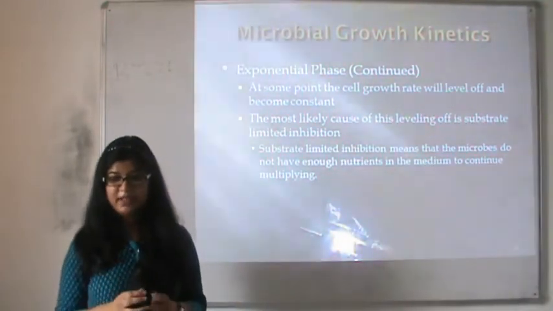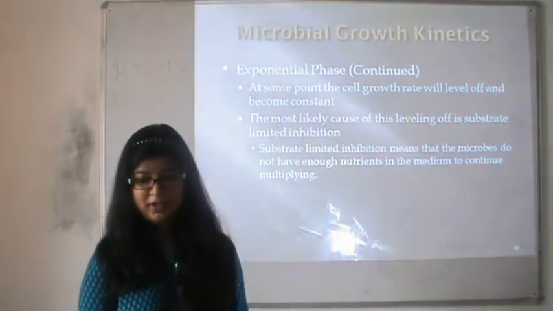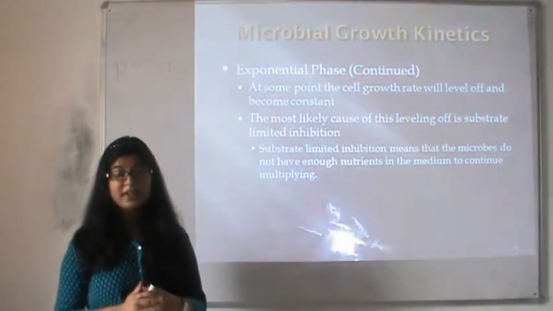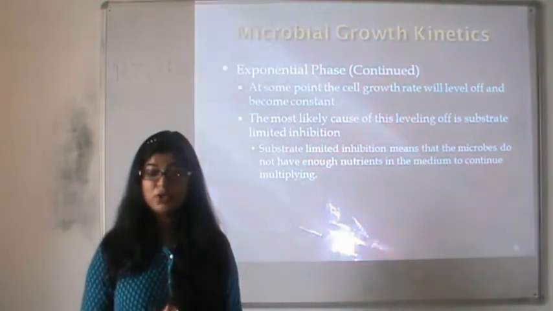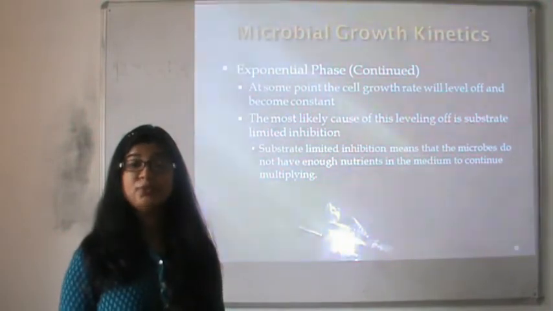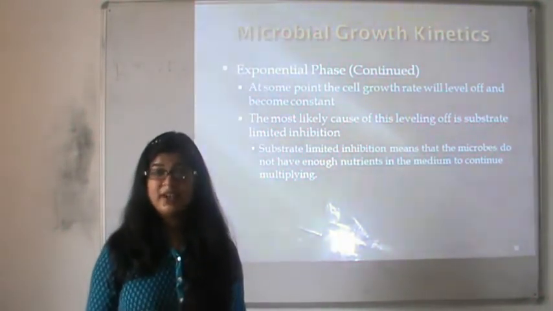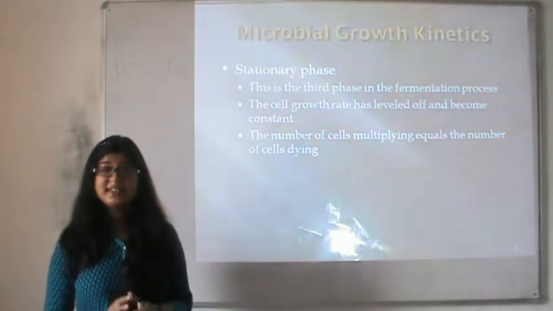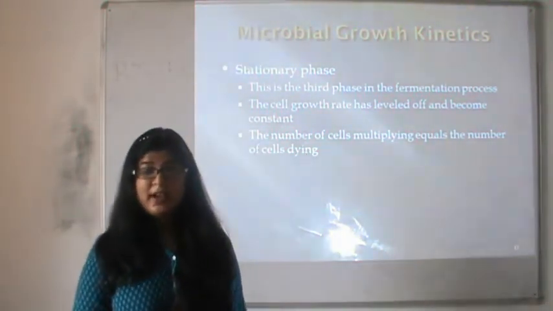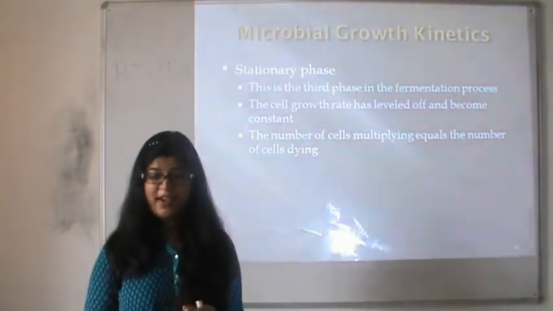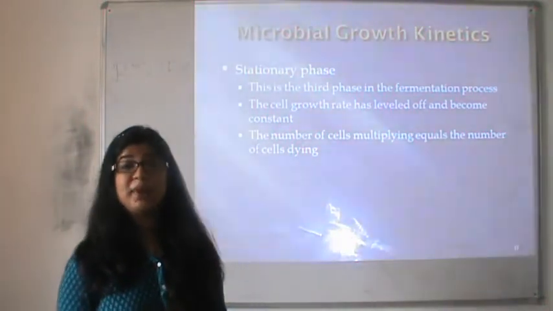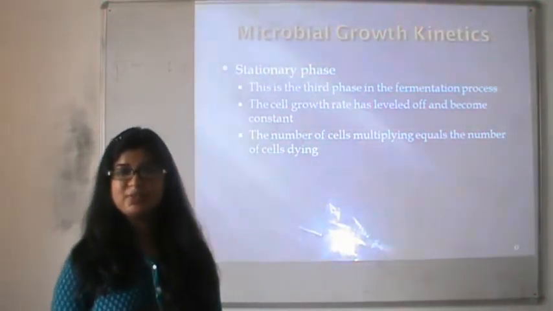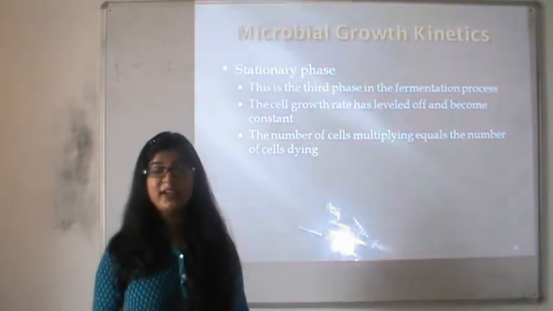Now, at some point of time, cell growth rate will level off and become constant. The most likely cause of this leveling off is substrate limited inhibition. It means that the microbes do not have enough nutrients for multiplying. So they enter a new phase known as stationary phase. Stationary phase is the third phase of microbial growth. In this, cell growth has leveled off and become constant, and the number of cells multiplying will be equal to the number of cells dying. No cell number is increasing. The number of cells is constant. Cell death will be equal to cell growth.